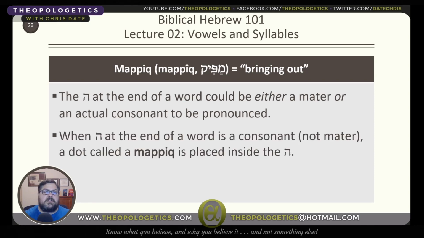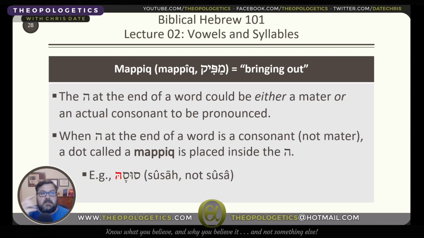So in order to indicate that the hey at the end of a word is a consonant rather than a mater or a vowel letter, a dot indistinguishable from a dagesh, but instead called a mappiq, is placed inside of that hey. So if you see at the end of a word a hey that has a dot in it, that is not a dagesh, it's a mappiq, and it's telling you that is not a vowel letter, that is a pronounced consonant, a pronounced hey.